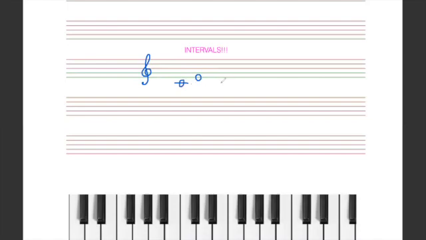Now, it's called a third because if we include the notes and we count the notes going from the C to the E, we will get 3 notes, or 3 sort of positions on the stave. What I mean by that is, if we count the first one as 1, count the next note as 2, and then the last one as 3, we get a third.